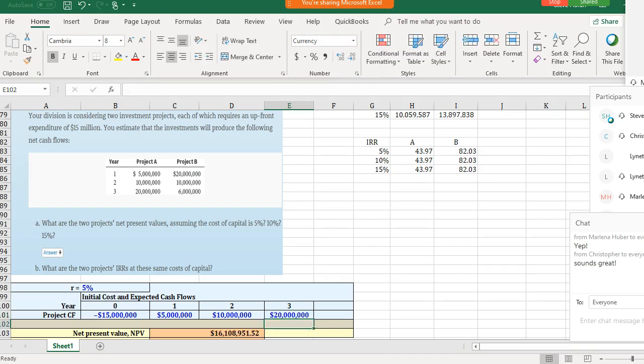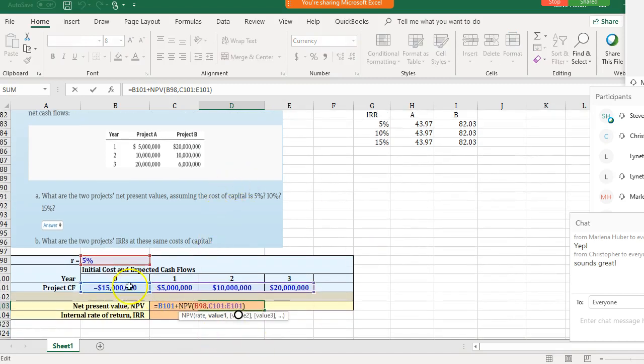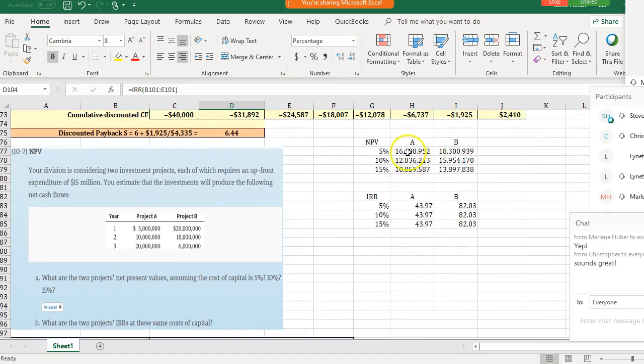Okay, and I get the 16,108,951. So I just want to double click on this formula so you can see how it turns out. And you can see I'm using that 5%, and it's bringing in the range of that negative 15, which is the B101 right here. The B98 is the 5%, and then the C, D, and E 101 are the positive cash flows. So you get 16,108,951. So I want to show you up here. I pre-populated this little table here in the interest of time. So NPV for project A at 5% is the 16,108,952.